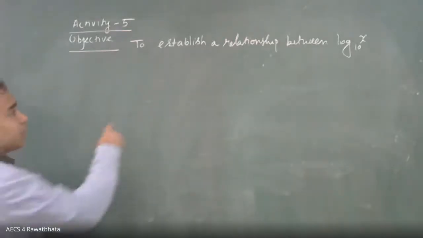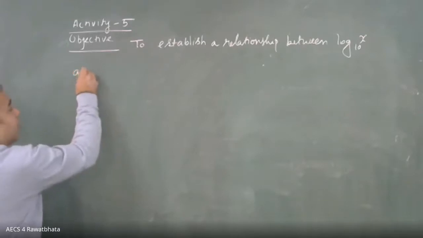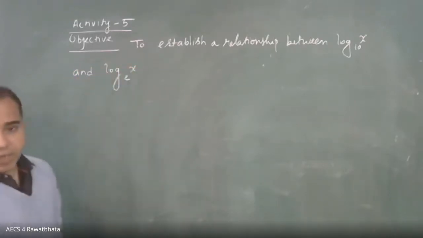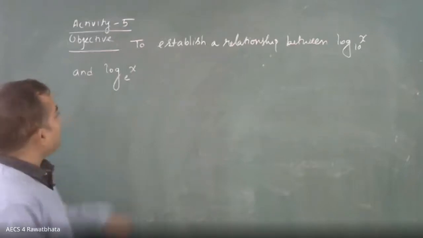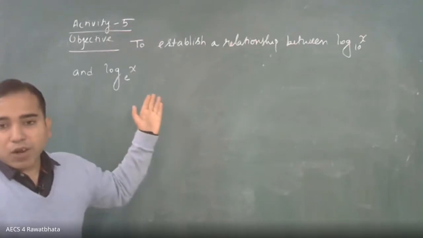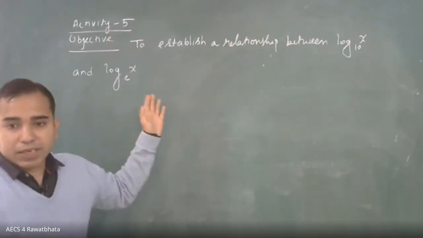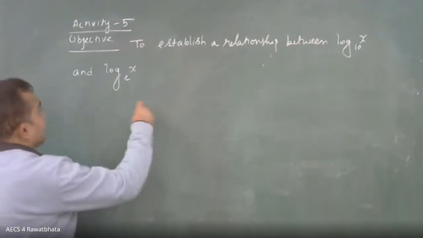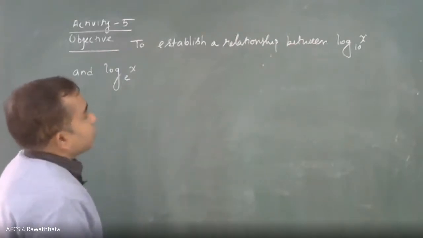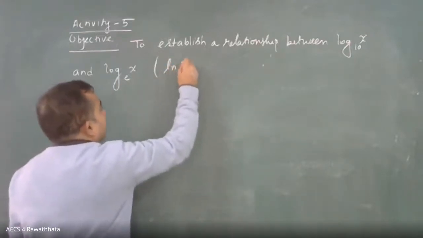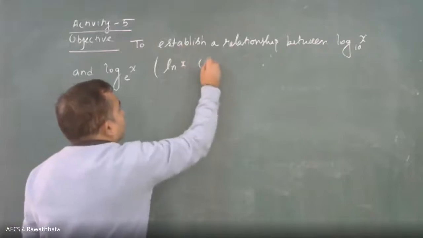What base have we taken? E. And there is one more name for this log x base E. What is this called? Log x base E. Anyone? इसका एक नाम भी है, natural log we call it. ठीक है, ln x भी हम इसको लिखते हैं. To establish a relationship between log x base 10 and log x base E, जिसको हम ln x भी लिखते हैं, natural log.